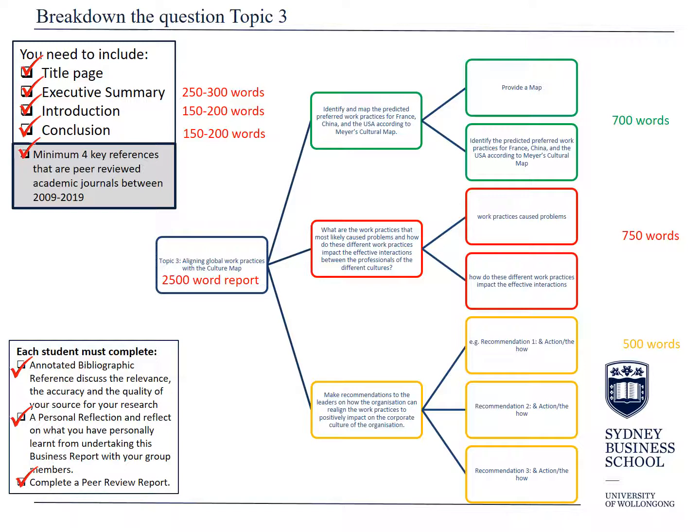Once you've mapped out how you want to answer the question and you've given a rough idea of the word count allocation, it's time to identify the keywords from the assignment question to help you locate those academic journal articles you need to support the points that you want to make.